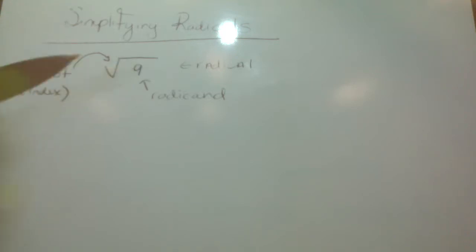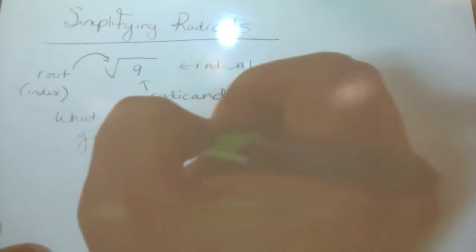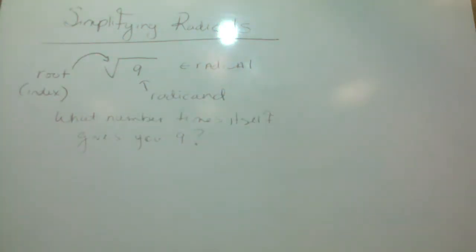So this is actually asking what number times itself gives you 9? That's why that's a 2. This has to be a 2 because in order to multiply, you can't multiply with one number. You need at least two numbers. So we all know what number times itself would give us 9. It would be 3.